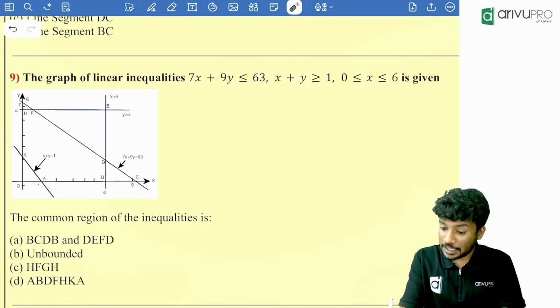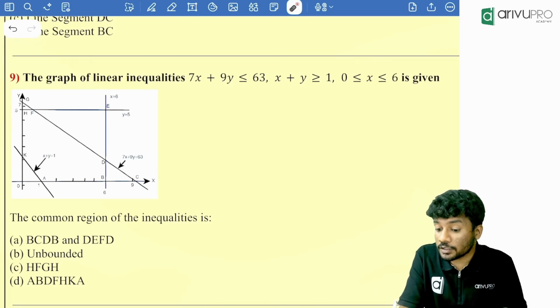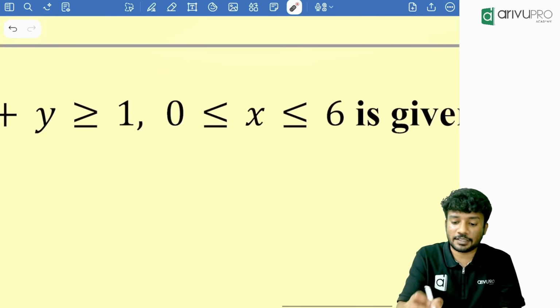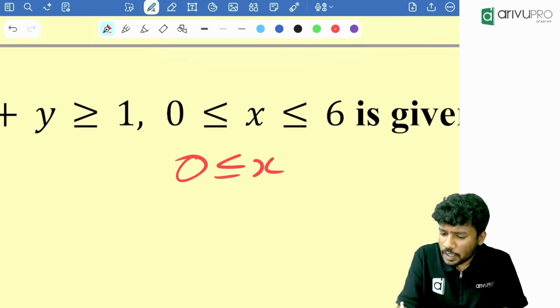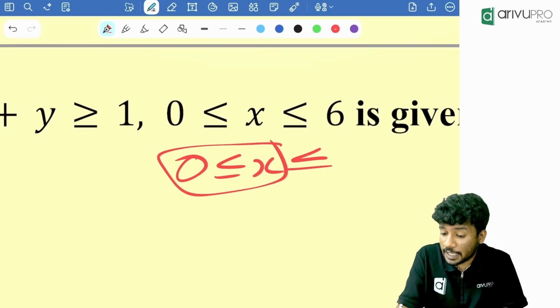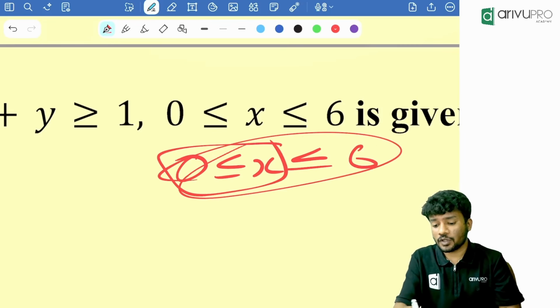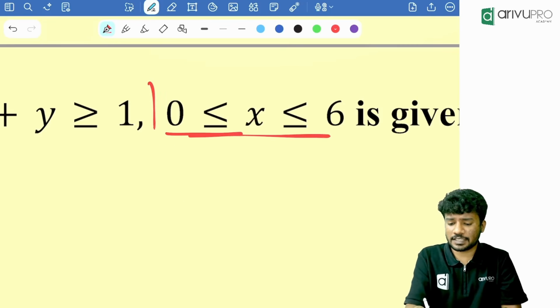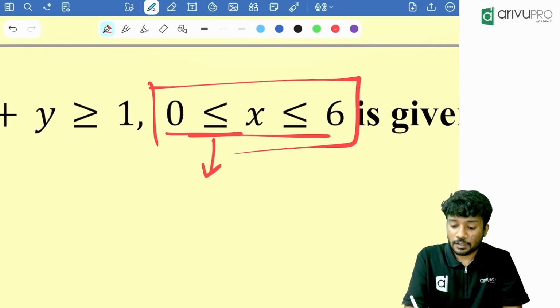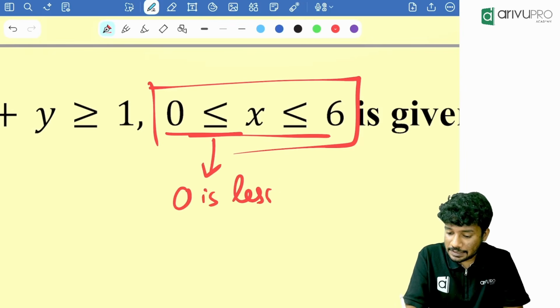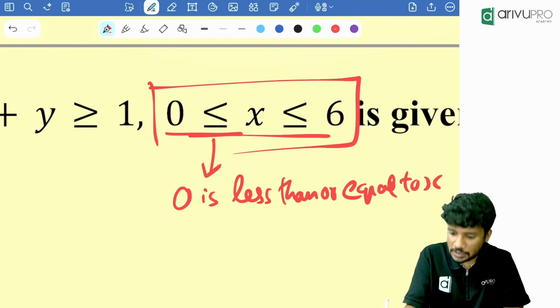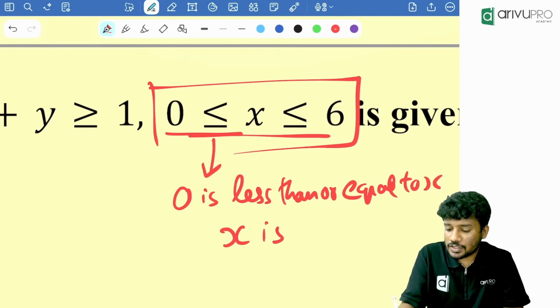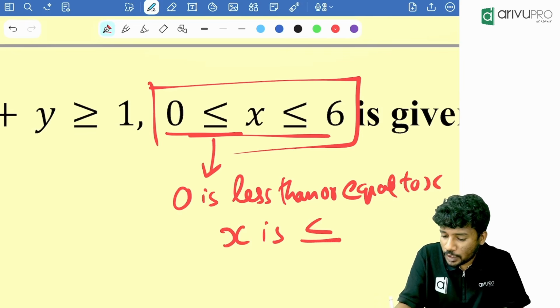Then x is greater. This one is important. Oh, till now we didn't speak about that, right? Then I'll talk about it. Now, when it is given like x is less than or equal to 0, or x is greater than or equal to 0, and x is less than or equal to 6, how will you read this? How will you read this? Can anyone read it for me? 0 is less than or equal to x, and x is less than or equal to 6.